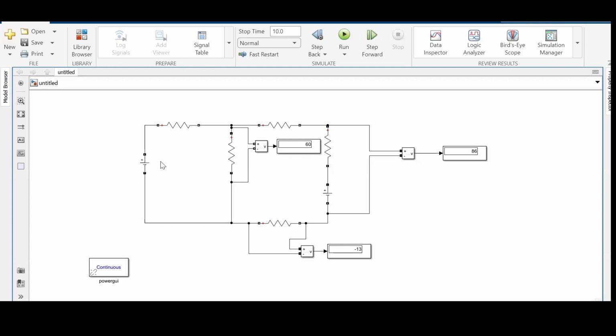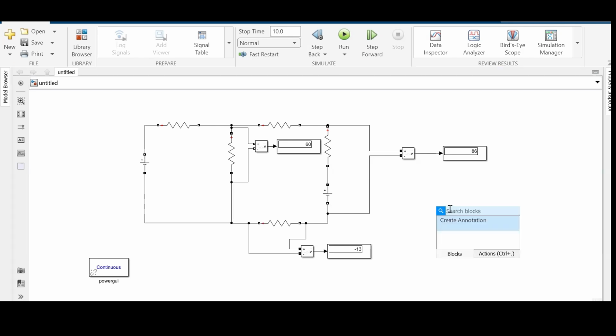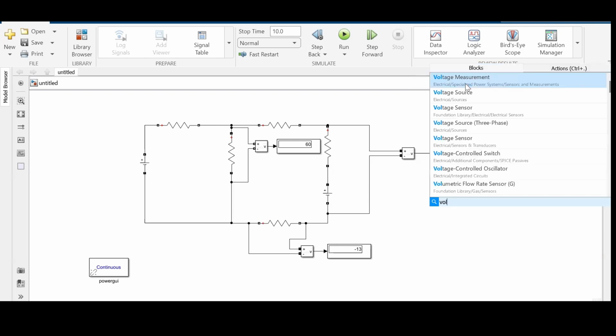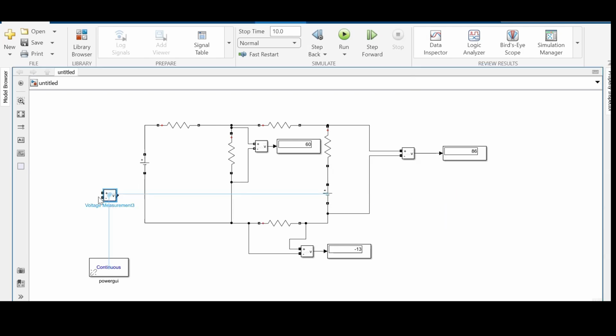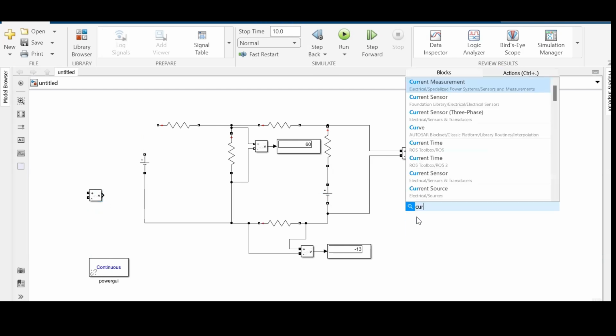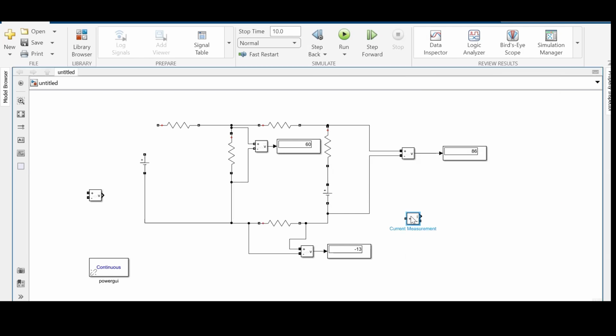Let's find the power here. We need to measure the voltage as well as the current through it. So let us get the voltage measurement and also the current measurement. Remember, the current is connected in series, so I'm going to put the current element here. I'm going to search for current measurement, of course for DC current. This is the element that measures current. I'm going to rotate it like this, connect this to the positive side, and then the other negative side here.